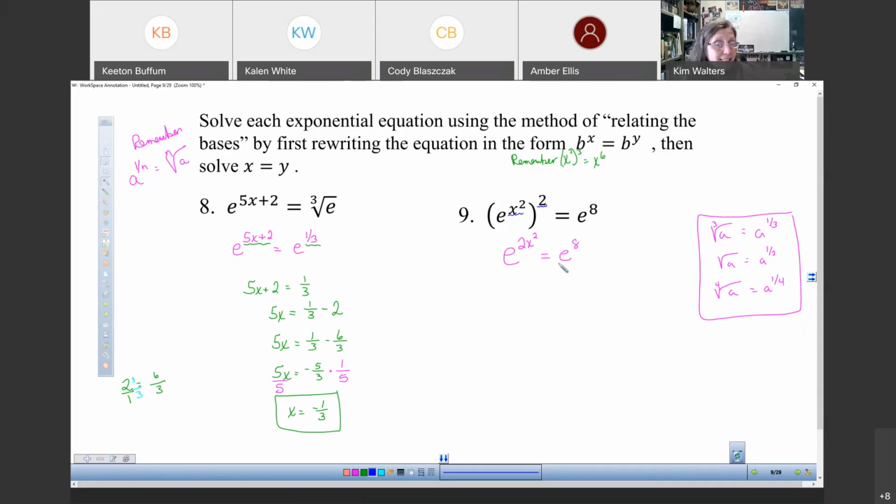So now I have like bases, and so I simply take the exponents and set them equal. So 2x squared is equal to 8. X squared is equal to 4. And x is equal to both positive and negative 2. So I actually have 2 solutions here. Okay. X is equal to negative 2 and positive 2. Questions? That's probably the hardest one of these we did, just because you have to remember those rules for exponents.